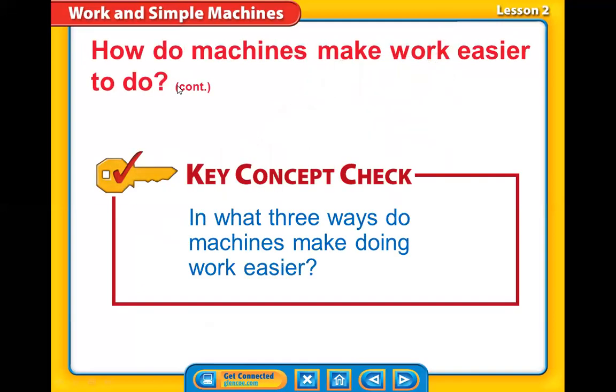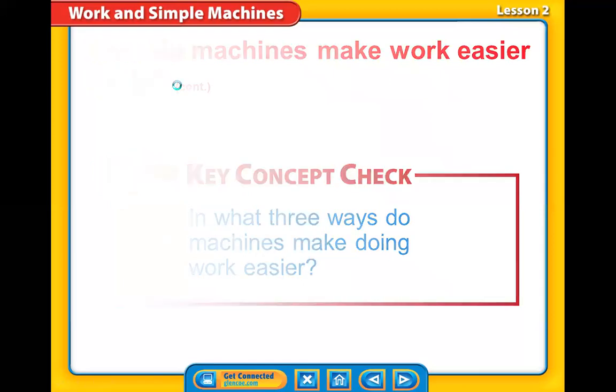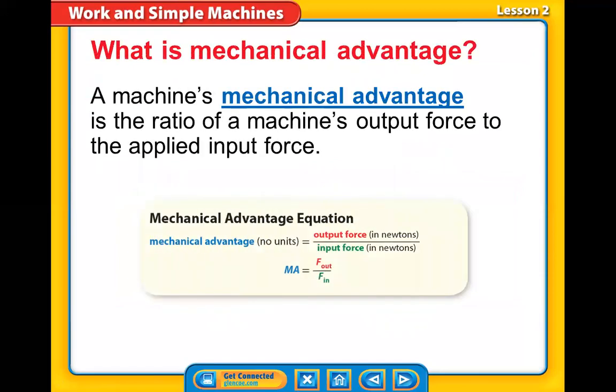So how do machines make the work easier for me? Yes, they change the size of the force that we apply, or the distance, or the direction of the force we apply. How can we know how much the machine changed my applied force, my input force?